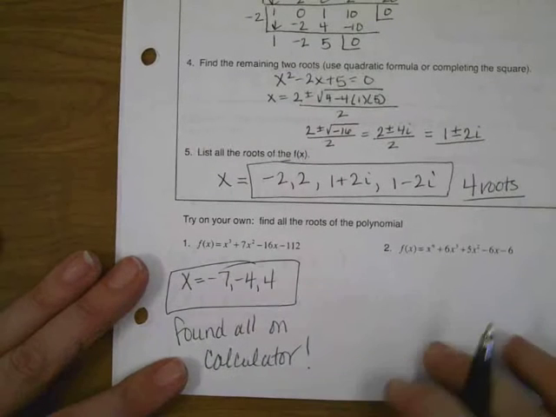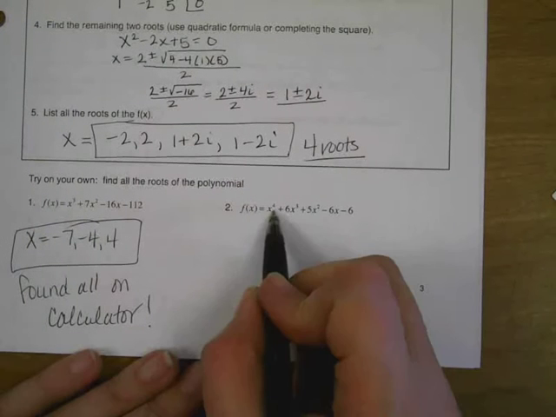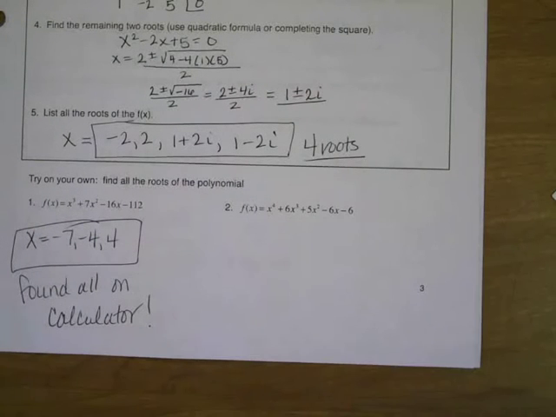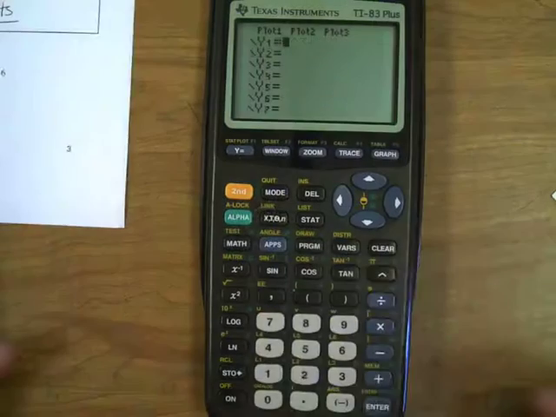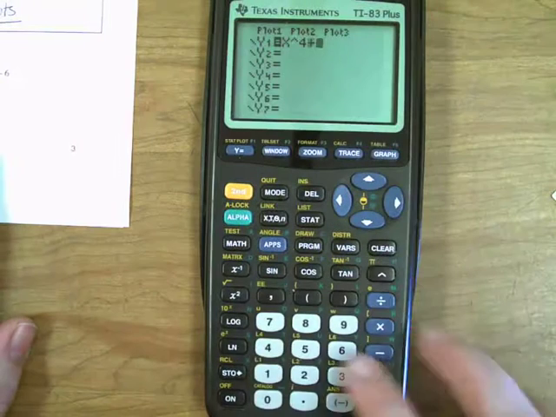Okay? Alright. Let's go to the last one. So this time I'm back to something with a 4th power, which means I could potentially, if I can't find them all on my calculator, have to do synthetic twice again, followed by the quadratic formula. But we won't know until we graph it. So let's put it in the calculator.